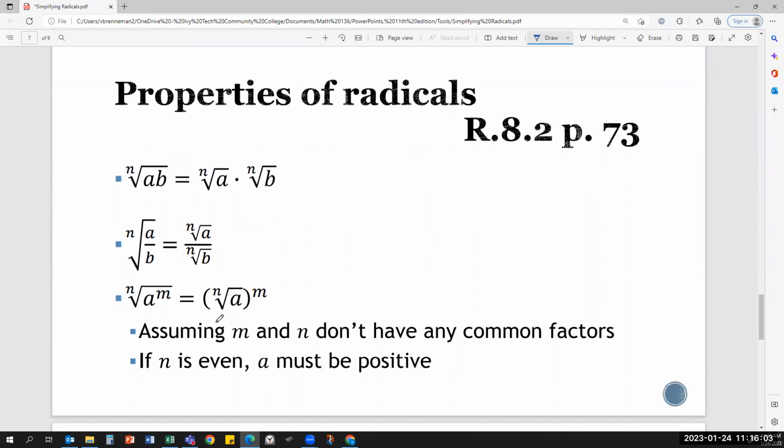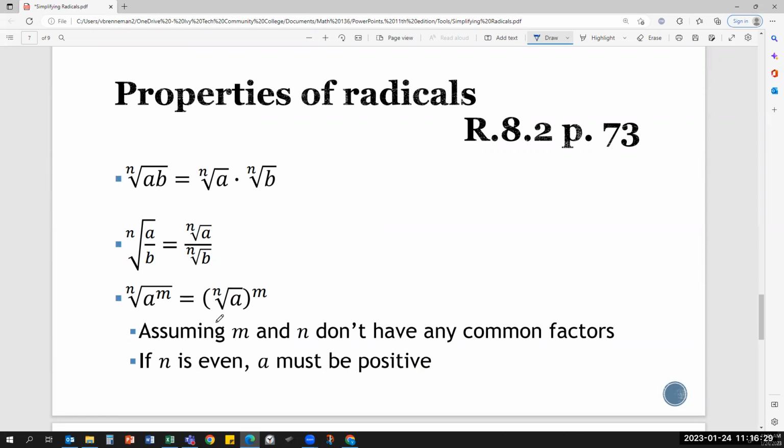All right, properties of radicals. The root of a product is the same thing as applying the root to each factor separately. Similarly with a quotient or a fraction. Keep in mind that doesn't apply then to addition, subtraction. So you can't split up if it's a square root of things being added together. That can't be split up in any way.